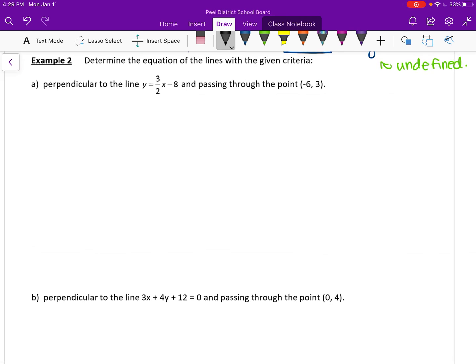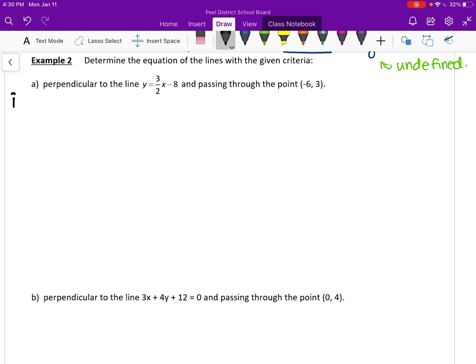So it says, example 2. Determine the equation of the line with the given criteria. So we'll do A together. So it says the line is perpendicular to y equals 3 over 2x minus 8 and passes through the point negative 6, 3. So this is really similar to the questions that we did yesterday. First, we're going to find the slope. After we find the slope, we're going to use the information that we're given, and we're going to find the b so that we can make it y equals mx plus b.